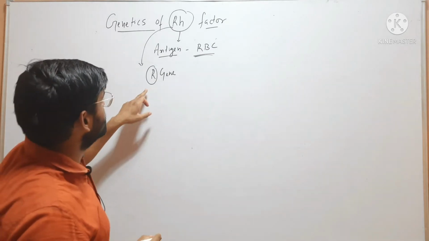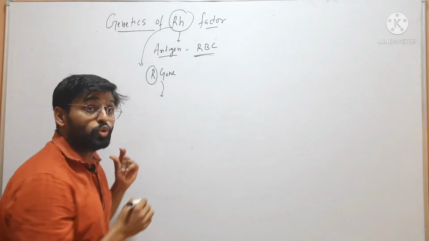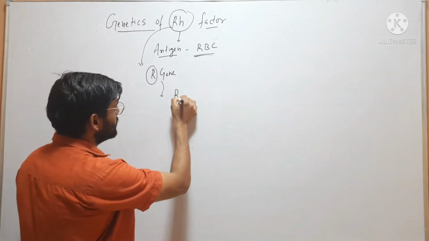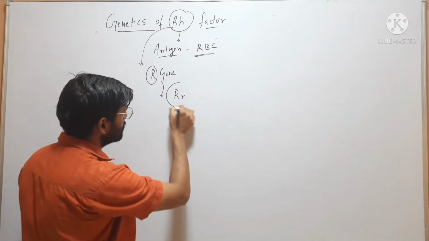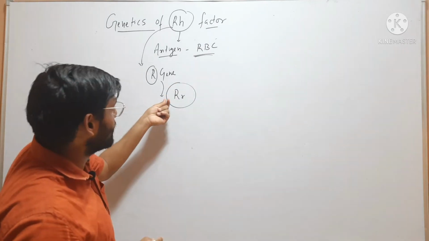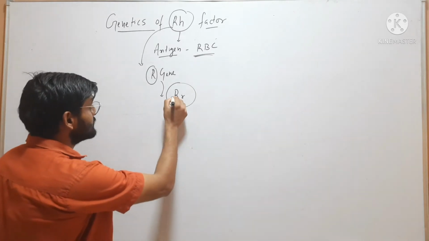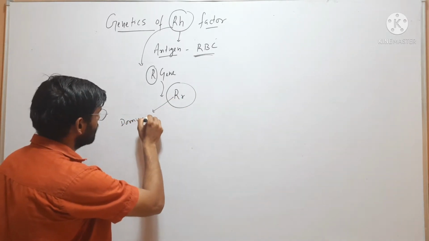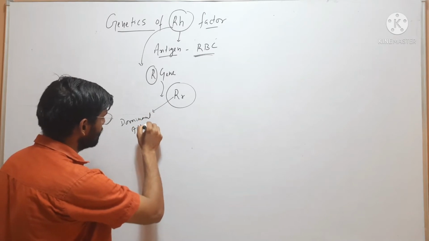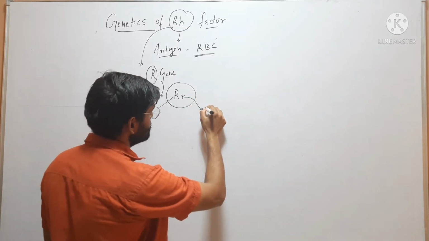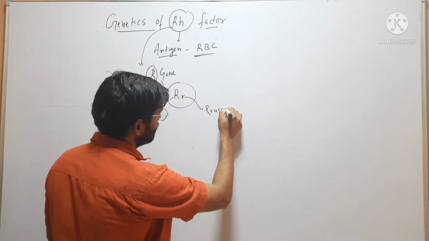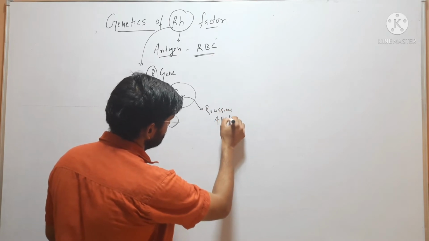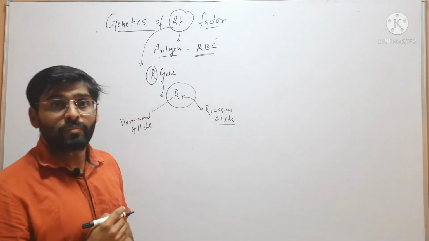This R gene has two alleles, that is capital R and small r. This capital R is the dominant allele and this small r is the recessive allele.